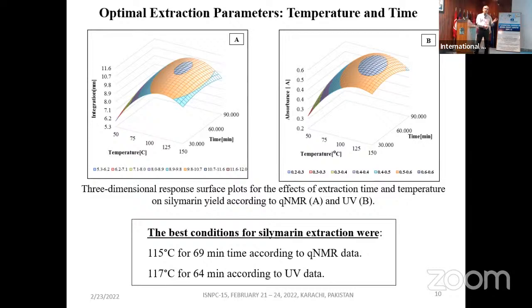In the responses, we use two types of response to measure flavonolignans. We use the UV absorption and quantitative NMR method, which will be elaborated later in this presentation. Then we get very similar results from both methods, from qNMR and UV methods.